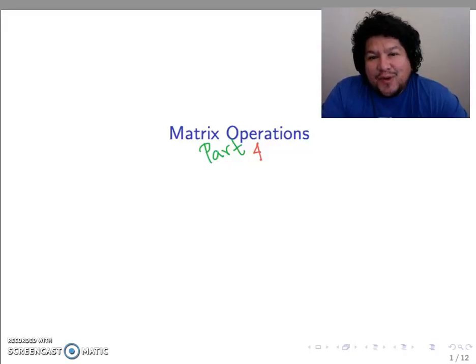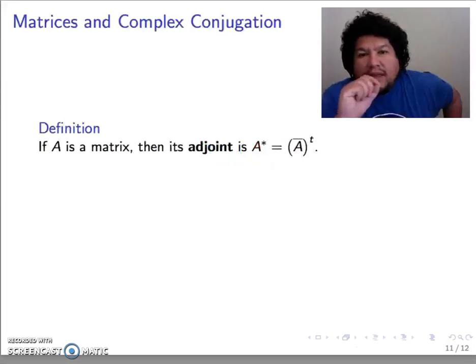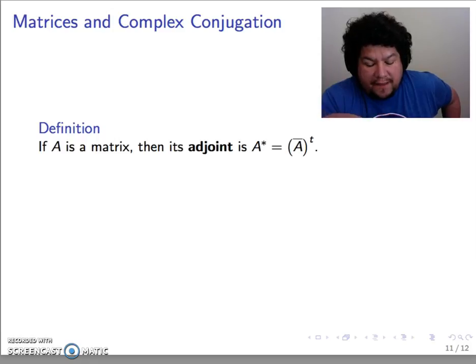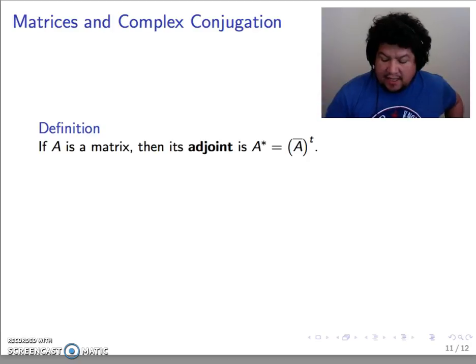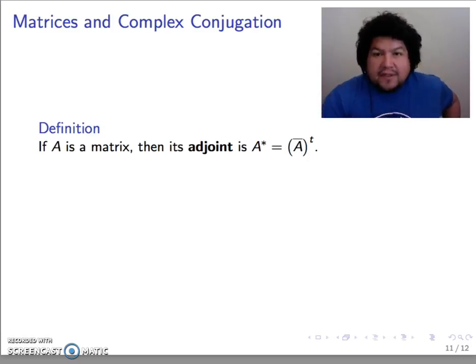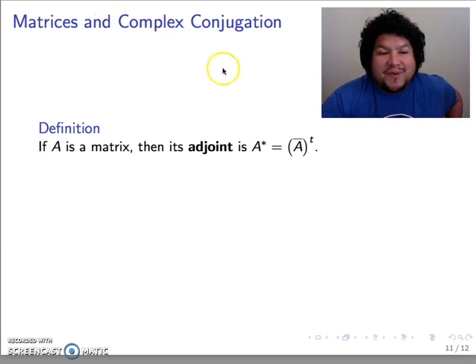This is part 4 of matrix operations. So this operator that we have in this part is called the adjoint, and it is a neat operator because it involves basically 2 in 1, 2 for the price of 1.